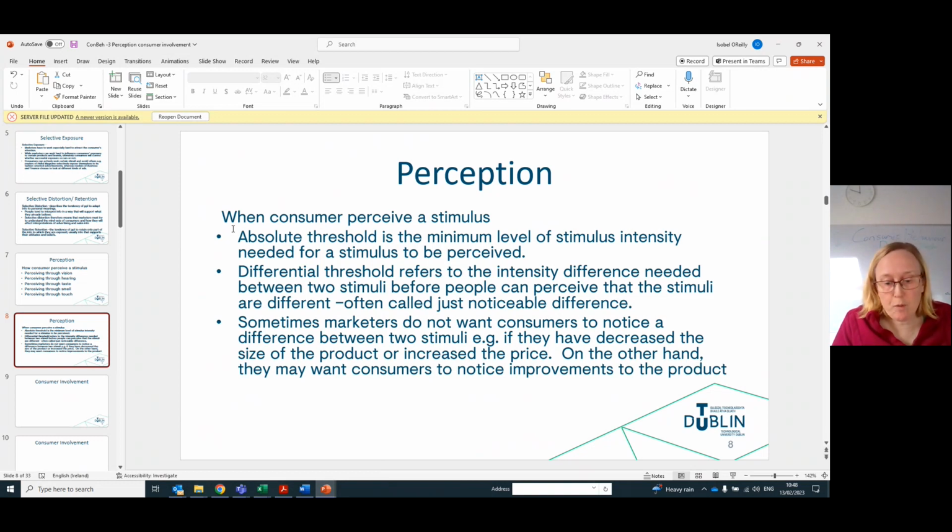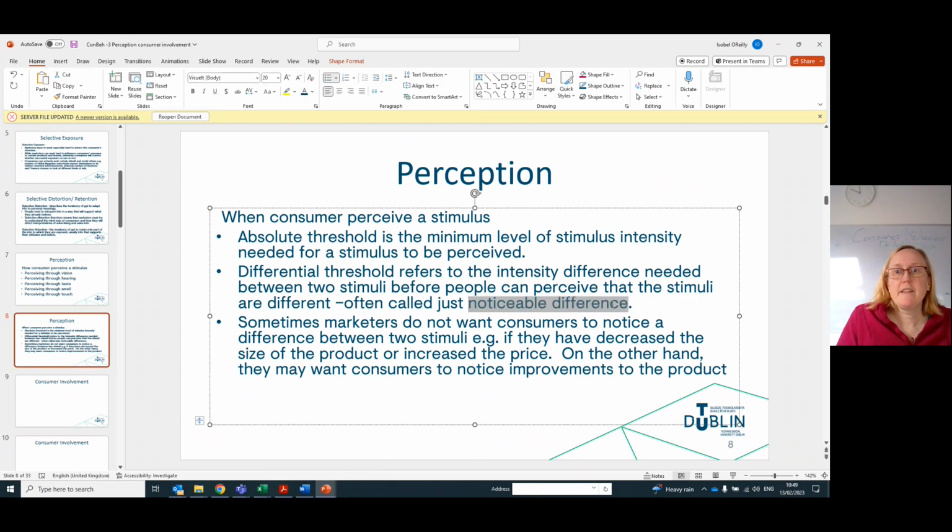Toblerone made their chocolate smaller by reducing the number of triangles per bar for each of the sizes. The overall length remained the same in each respective size, but the spaces between the triangles were increased. They thought this was going to be imperceptible, but people did notice. So it crossed that just noticeable difference. The customers knew they were getting less chocolate.